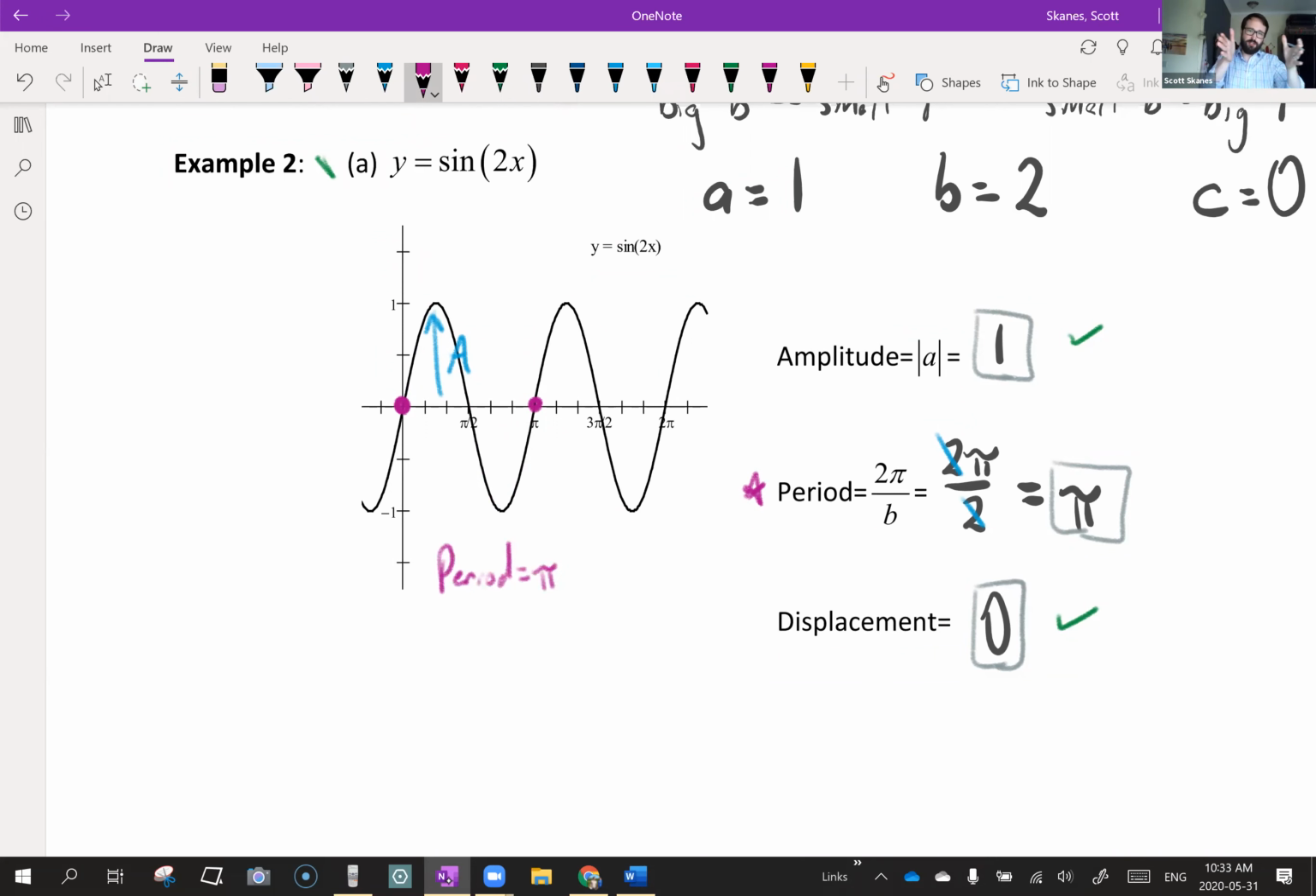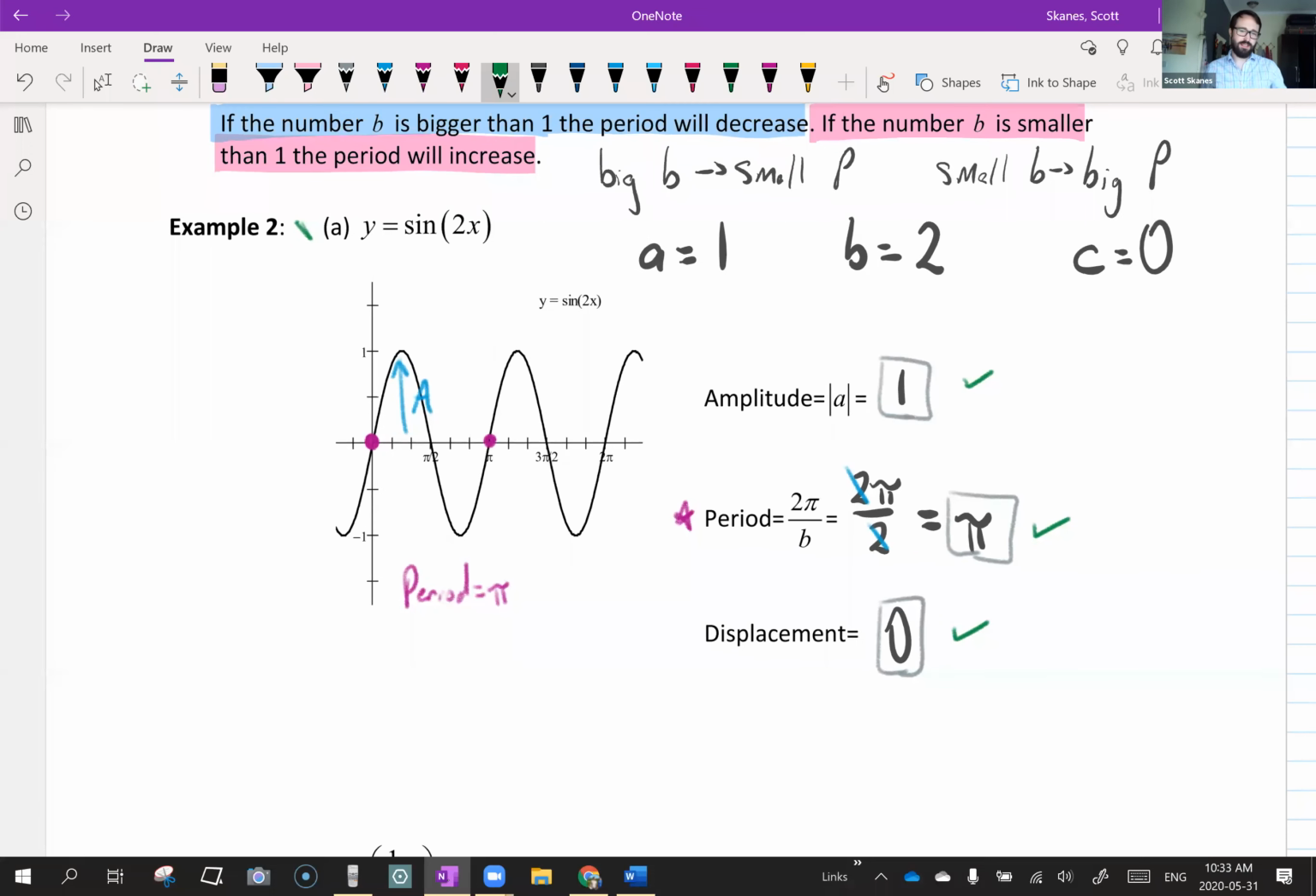So it's been squished, it's been compressed, which is exactly what we thought was going to happen, or at least what I thought was going to happen, because we had a big B. Big B, small period. Okay, so the numbers lead us to this. The check is optional, but it's important to understand if you want to be able to check your work.